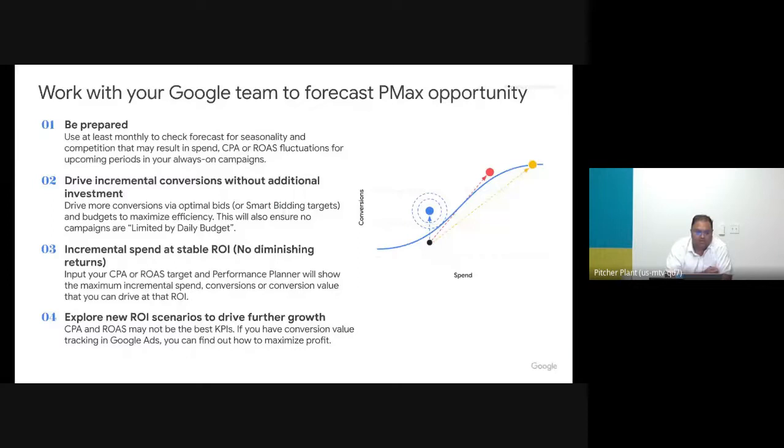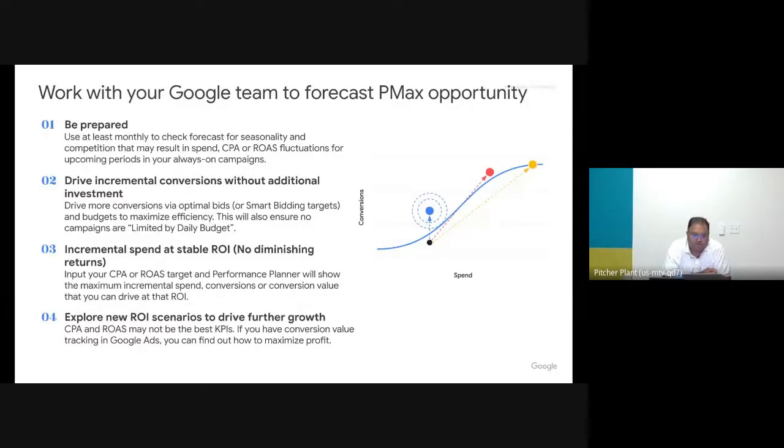Now, there are 4 things to think about when you leverage Performance Planner. First, understand the near-term performance based on Google forecasts of market situations, such as competition and consumer growth. Number 2, determine the optimal bids and budgets for your investment. Number 3, understand the incremental volume we can gain at your target CPA or ROAS. And lastly, explore different ROI scenarios to drive or accelerate growth.